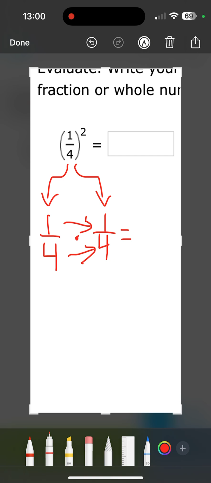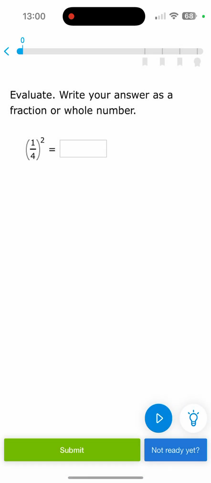If you have the opportunity to cancel the top and bottom, you can take advantage of that here, but we don't have that. So 1 times 1 is 1, 4 times 4 is 4. Answer is simply 1/16.